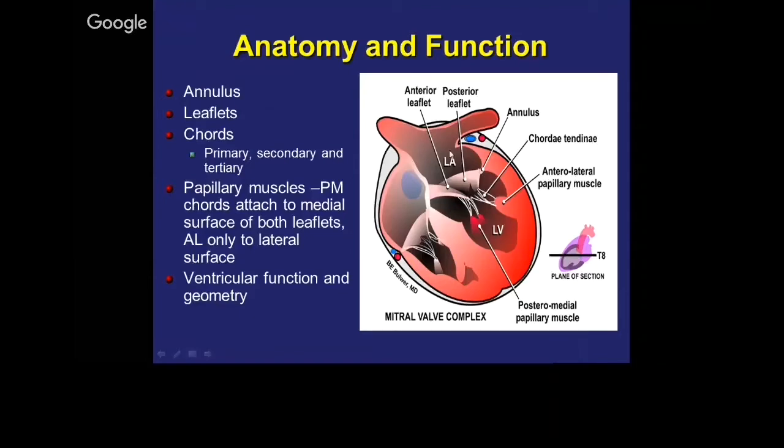And to the right, you can see the schematic that shows you the anterior leaflet and the posterior leaflet. You can see the chordae tendineae. This is the anterolateral papillary muscle and the posteromedial papillary muscle. And of course, the geometry of the ventricle. All these things constitute the mitral valve apparatus.